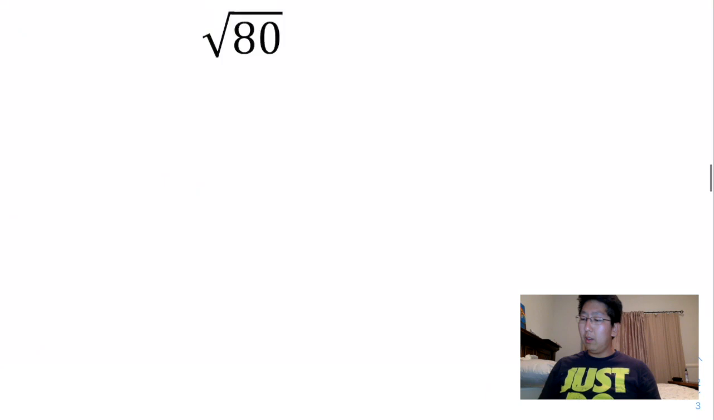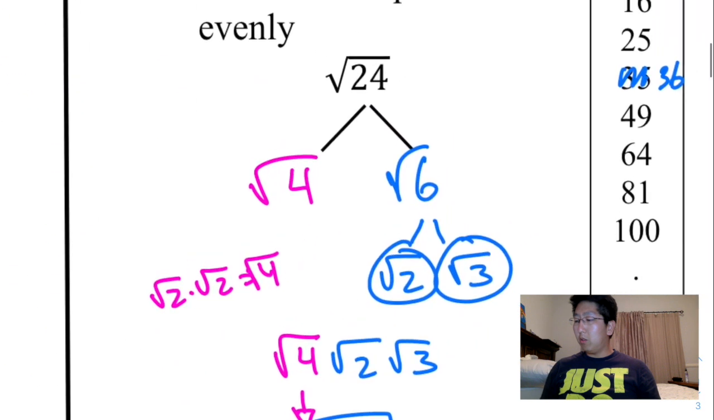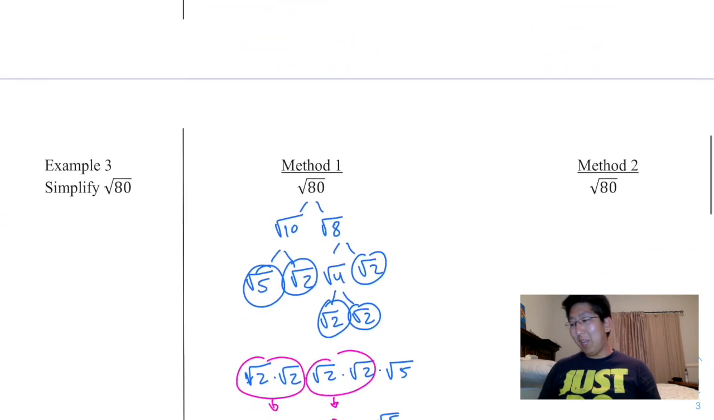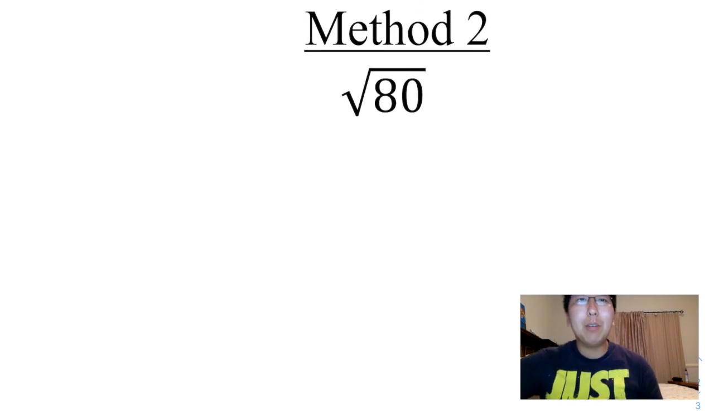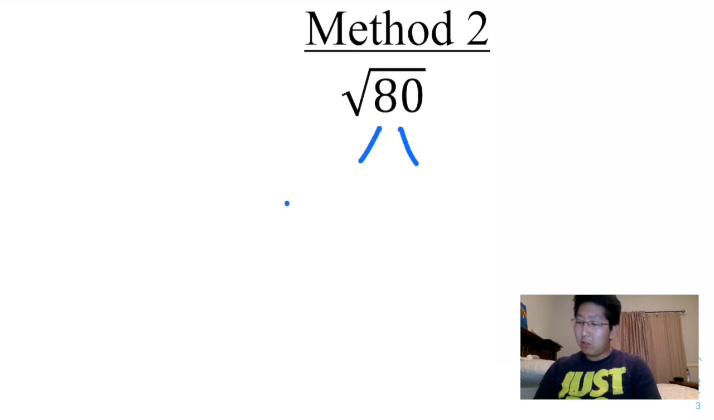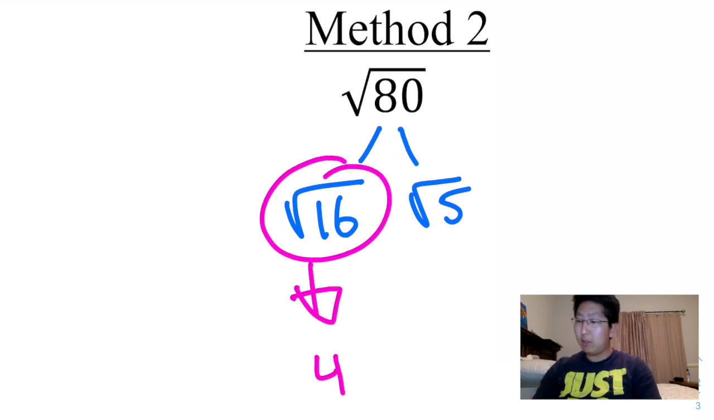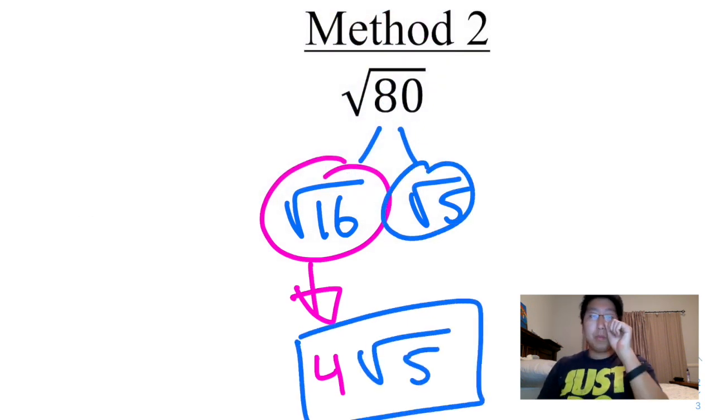Alright. Here we're going to use the method where we're trying to find a perfect square. So in my head I know 80, okay? We could take 80 and simplify that by multiplying 16 times 5, okay? So this is the square root of 16 and the square root of 5. Okay, and 16 is a perfect square. That's going to come out to 4, and the square root of 5 is a prime number. So there's our answer. Okay.